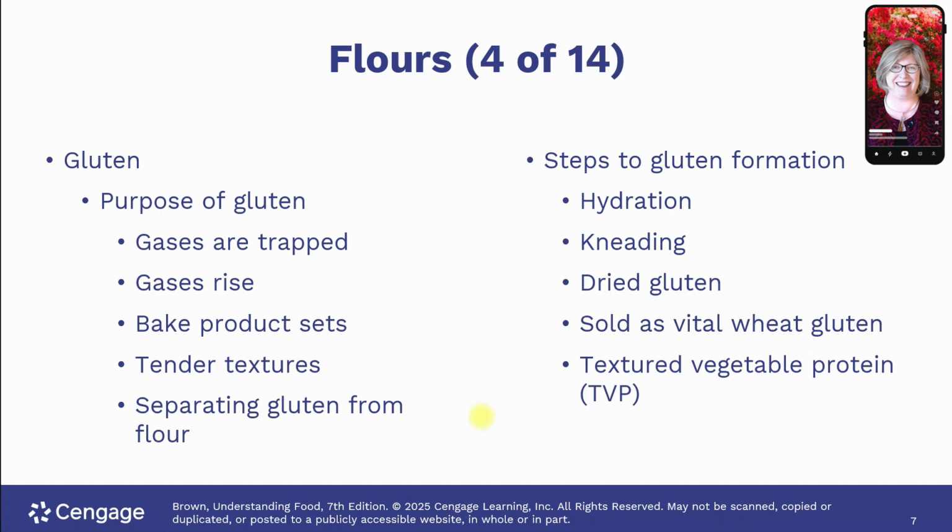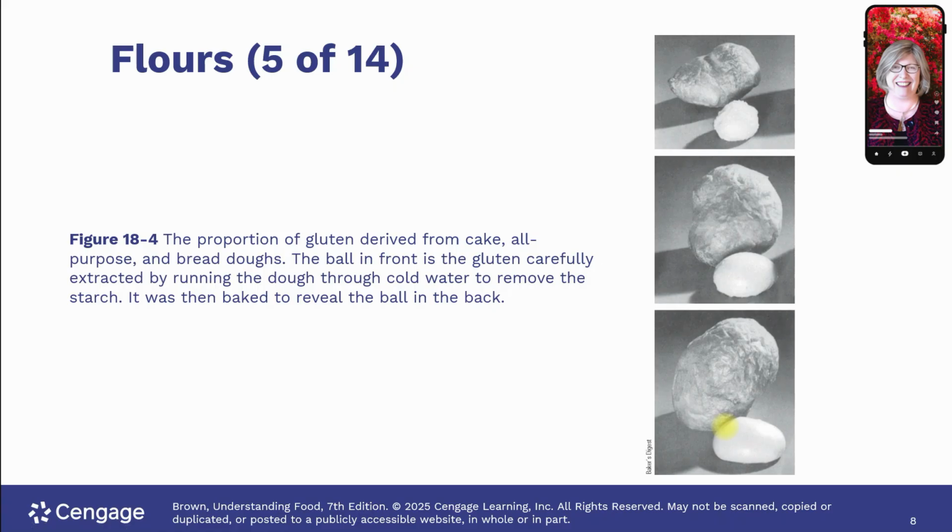The gases rise, the gluten traps the gases and sets up, because as protein is baked, it will set up to a rigid structure. The texture is going to depend on how much gluten there is, and you also can separate the gluten from the flour. So steps to gluten formation would be definitely hydration. You combine those by kneading, which is applying pressure to the mixture. You can dry the gluten and then sell it as wheat gluten, and it can be used in textured vegetable protein. This is what we're talking about here.